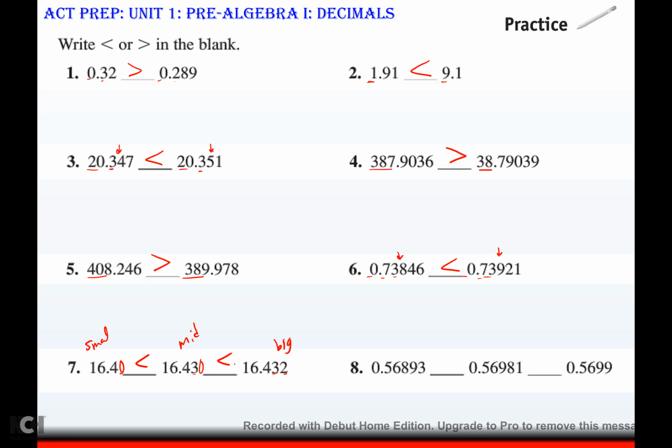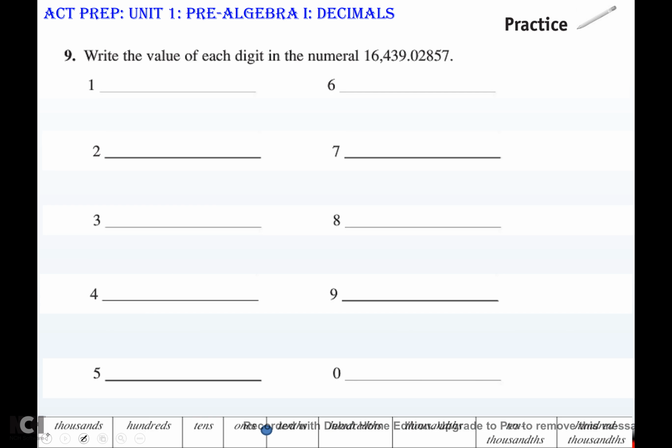The next one, let's check it out, 0.56, they're all 0.56, 0.56, 0.56. 8 is smaller than 9, so again, this is the little, or the smallest. Then we got the mid, and then we have the biggest. So small to big, we always want the alligator eating the bigger numbers. So again, they point that way.